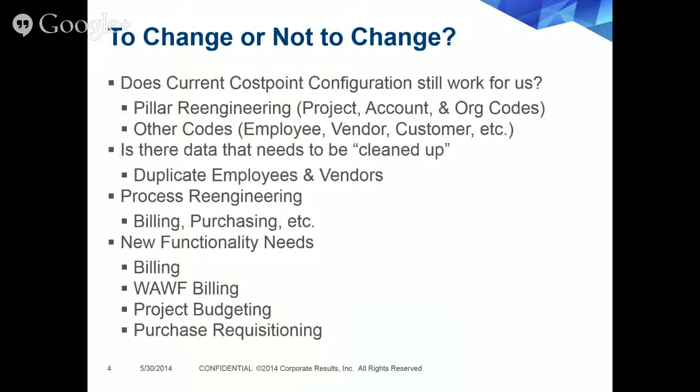Some of the recommended changes could include things like pillar re-engineering, which would be your product structure, your chart of accounts, and your org codes. They could also have other codes such as employee codes like the PLCs and the GLCs, or your vendor ID formats and your customer formats. Those are all things that could be changed when configuring the new Costpoint 7 functionality.